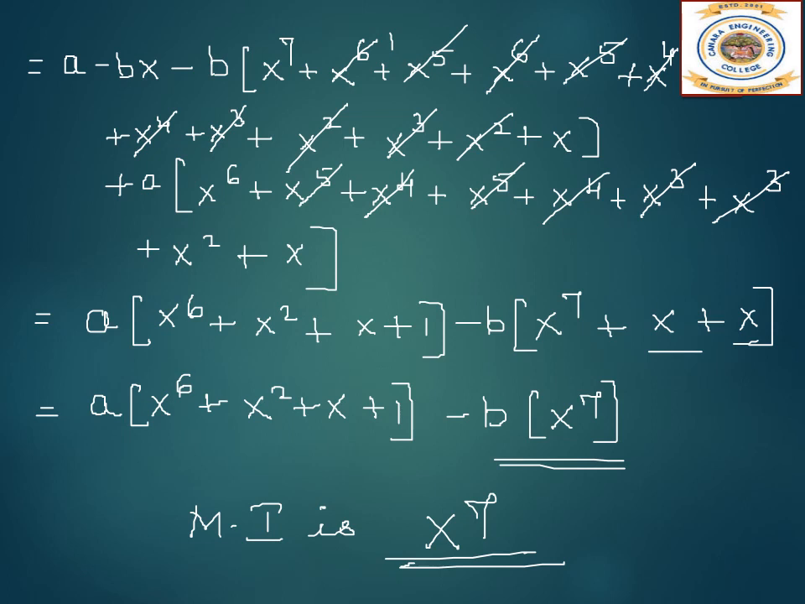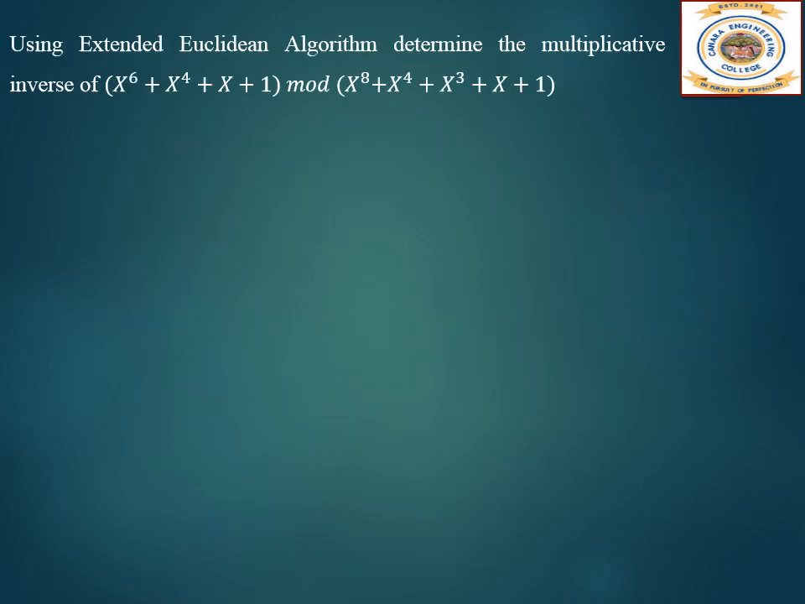So this is how we have to work out the problem. Now here we have to find the multiplicative inverse of x to the power 6 plus x to the power 4 plus x plus 1 mod x to the power 8 plus x to the power 4 plus x cube plus x plus 1 using the extended Euclidean algorithm.